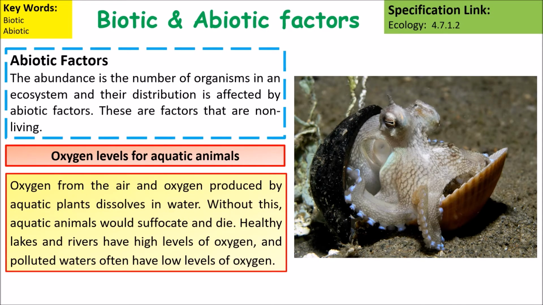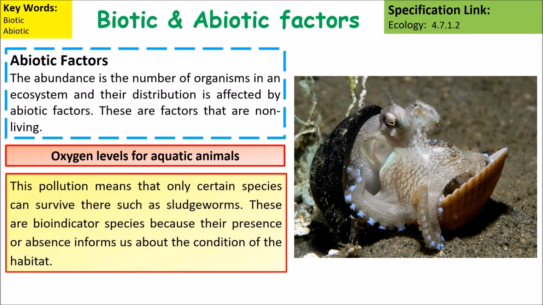Another one is oxygen levels, especially when we are looking at aquatic animals. So oxygen from the air and oxygen produced from aquatic plants dissolves in the water. So without this, aquatic animals would suffocate and die. So healthy lakes and rivers have a relatively high level of oxygen, whereas polluted waters often have a lower level of oxygen dissolved in them. So the pollution means that only certain species can survive there, such as sludgeworms and other small invertebrates.